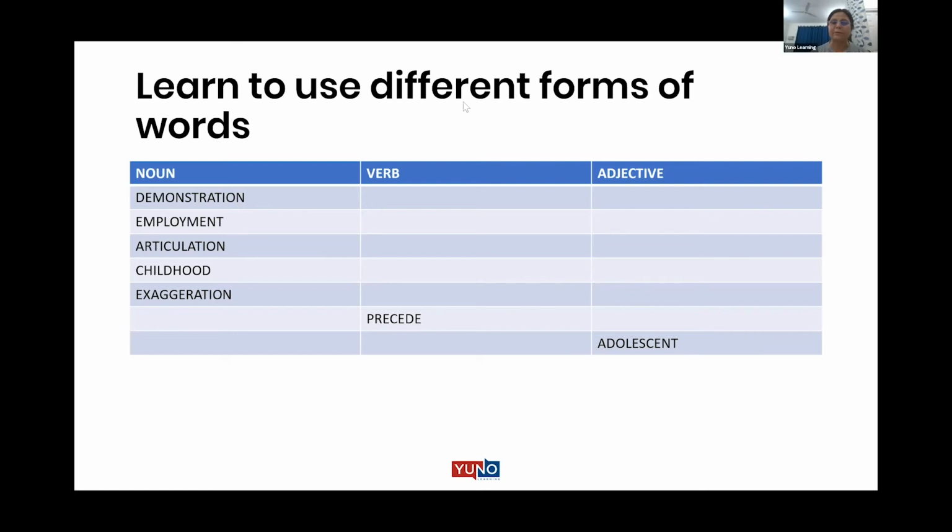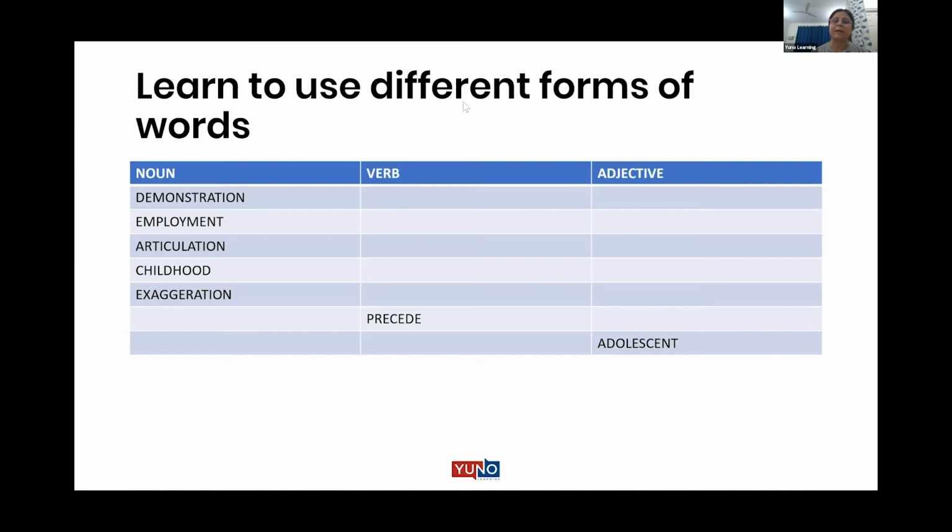Ma'am, the adjective could also be exaggerative. Exaggerative, yes. Exaggerated, when we use it, is because for that particular meaning we do not have an adjective. So we use the verb form, past participle or present participle. Okay.